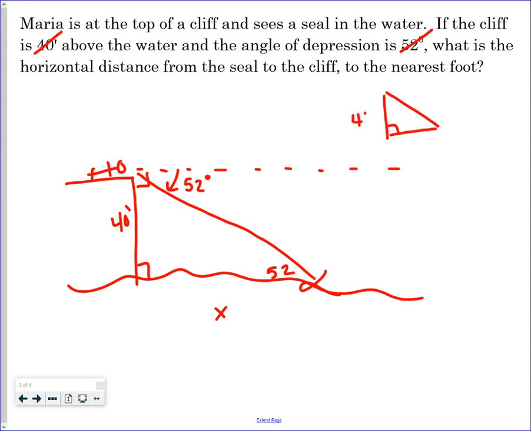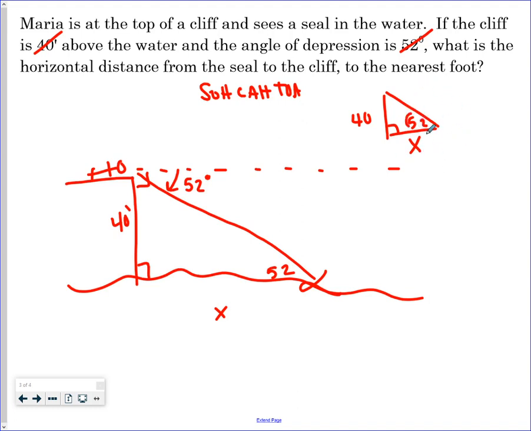So this is 40, this is X, and this is 52. Is everybody okay with my triangle? Okay? It's a right triangle, so SOHCAHTOA is an option. All right? It's the only option because I can't use Pythagorean theorem because I don't have two sides. It's not an option, and I'm not even looking for that anyway, so it doesn't matter.